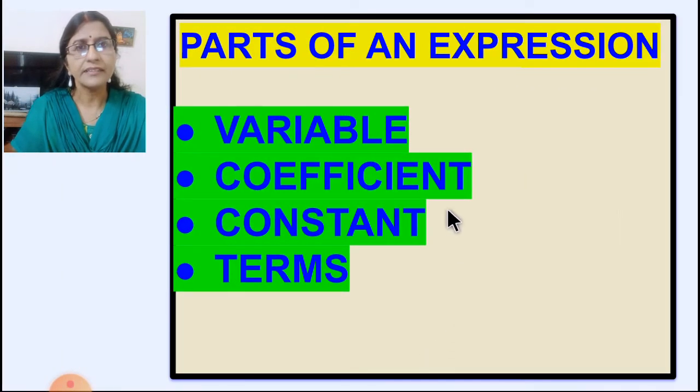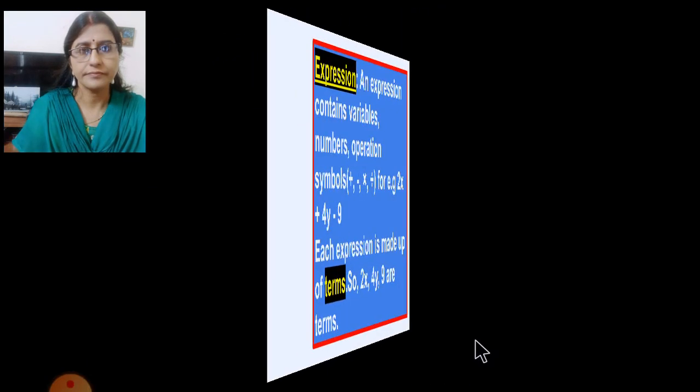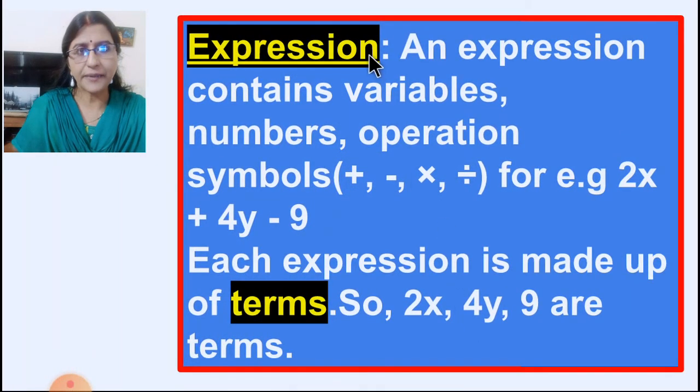Now we will see the parts of an expression. We have learned all this in our previous presentation: variable, what a coefficient is, what a constant is, what the terms are. So let us have a quick recap of all these parts of an expression. An expression contains variables, numbers, operation symbols. These are the symbols which are used for operation: plus, minus, multiplication, division. For example, this is 2x plus 4y.